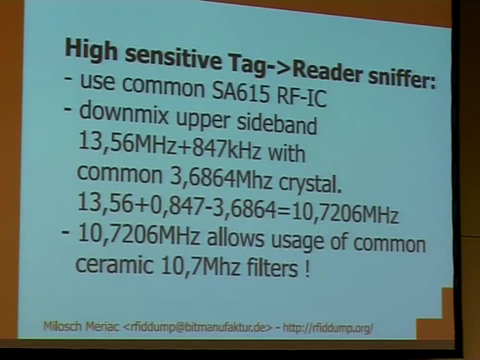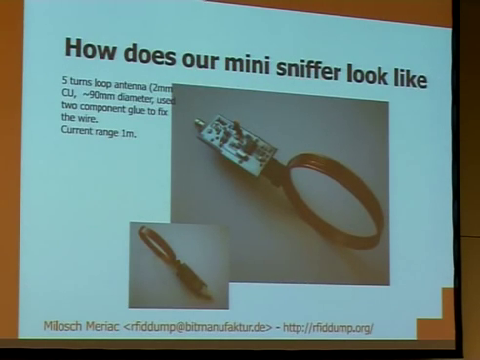We found the combination of filters by taking the 13.56 megahertz. We want to have a look at the sideband at plus 847 kilohertz. And we took a commonly available 3.6864 megahertz crystal and used this to down mix it to 10.72 megahertz. Why 10.72? Because at 10.72 you get very cheap commonly available ceramic filters, for example, at a bandwidth of 400 kilohertz or so. So you can see both modulation products of the sideband. This is how it looks.